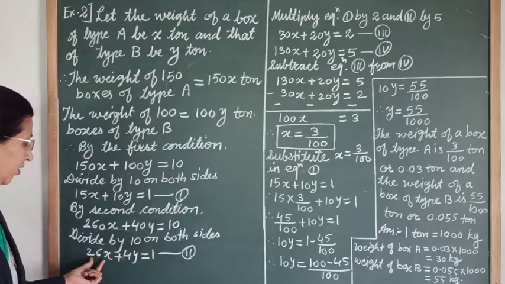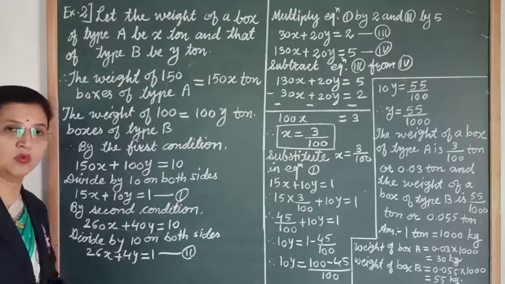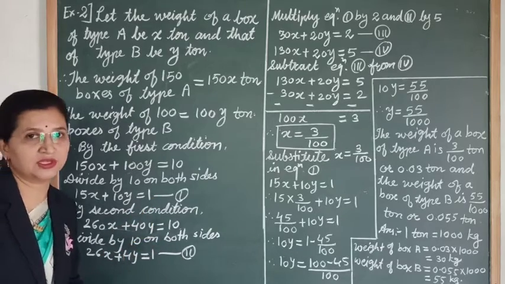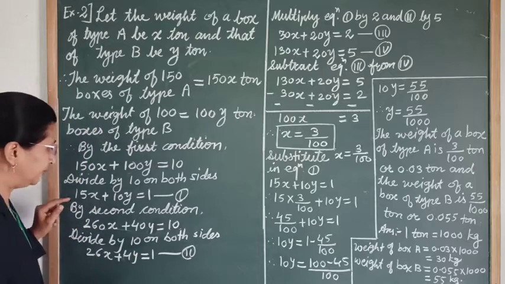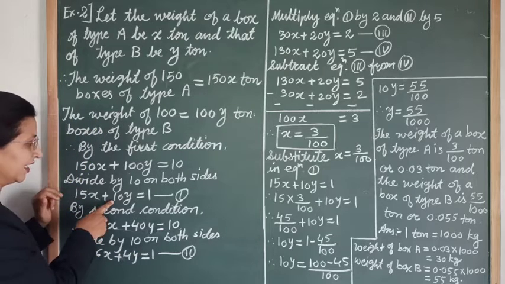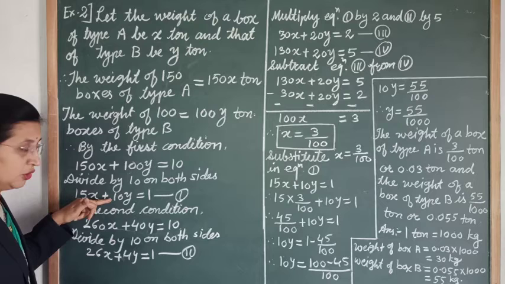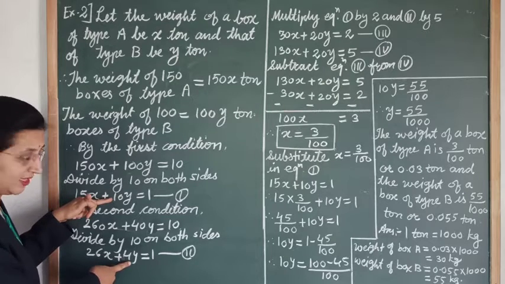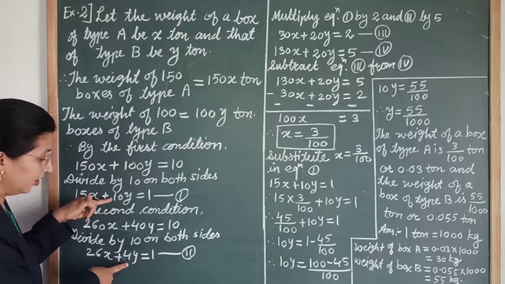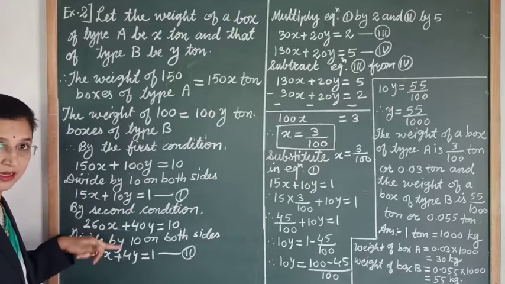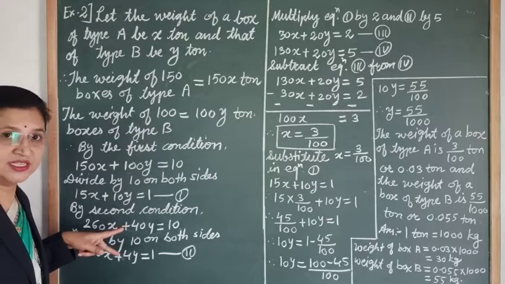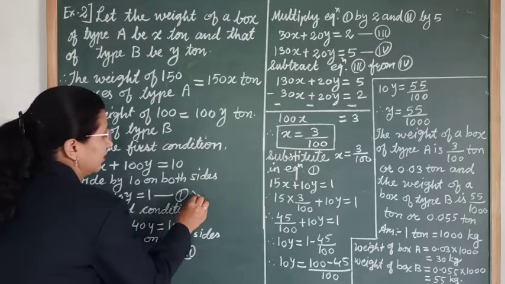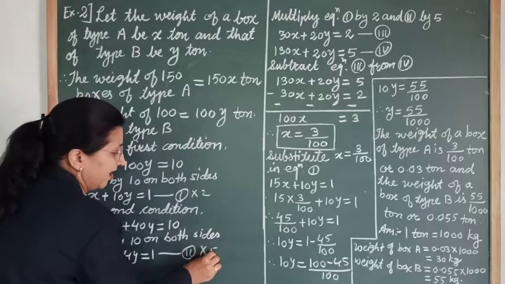So here it will be 20x plus 4y is equal to 1. So this is the second equation. Now we have to solve these equations for the values of x and y. So here, if we multiply this equation first by 2, then we will get 20y, and if we multiply by 5, then here we will get 20y. So easily we can cancel the y by making their coefficient same. And to make the coefficient same, we have to multiply this first equation by 2 and second equation by 5.